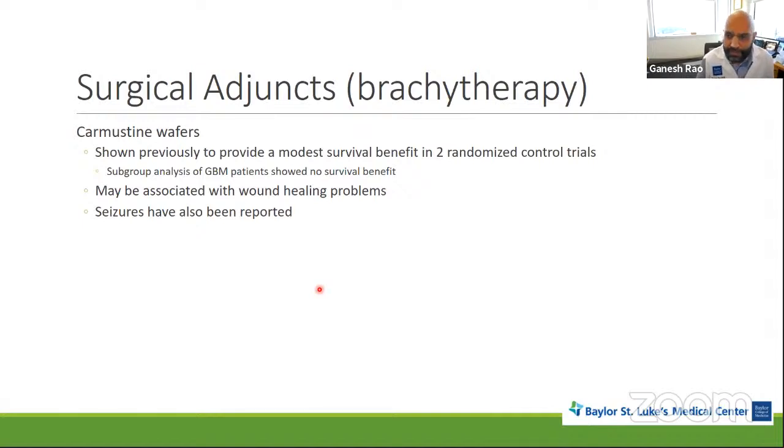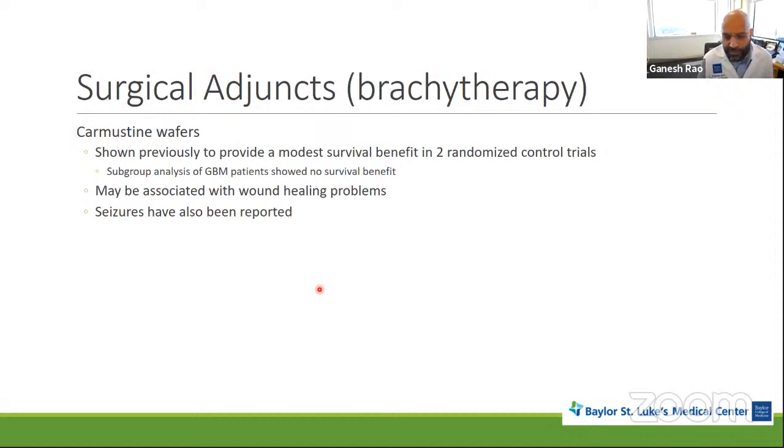As I mentioned, brachytherapy is making a resurgence. Carmustine wafers have been used for many, many years. They sort of fell out of favor to some extent because there were some complications associated with them, and analysis of the data showed that there were some wound healing problems. But now people are starting to use this in a different way, with high doses of radiation, with seeds that are now placed into these wafers, and also immunotherapy being released from these wafers locally.